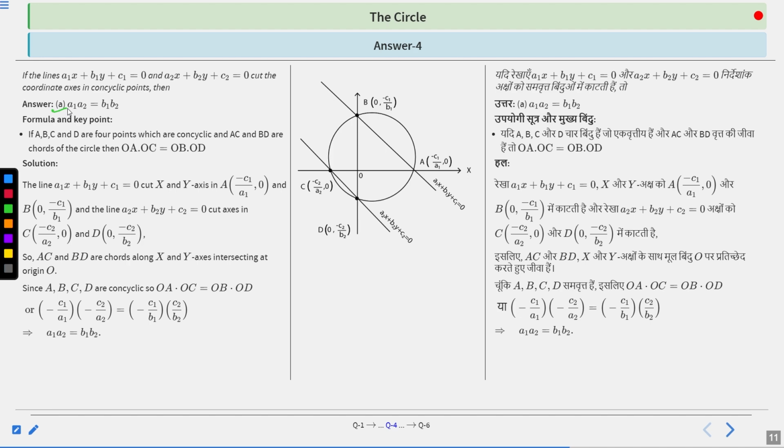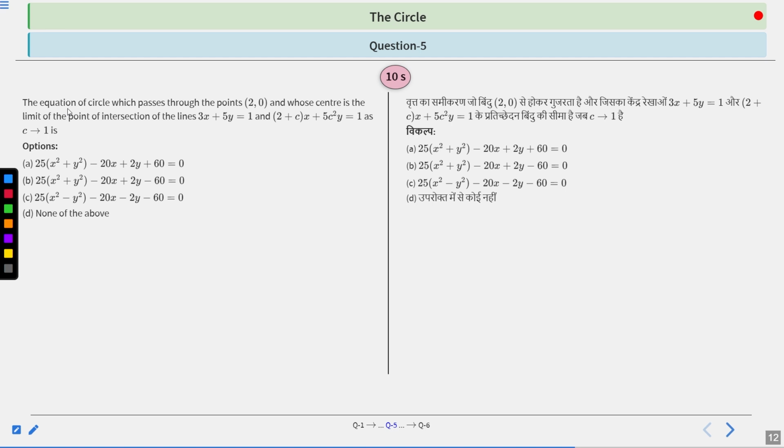Okay, let's move to the next question, question number 5, which says: the equation of the circle which passes through the point (2, 0) and whose center is the limit of the point of intersection of the lines 3x plus 5y equal to 1 and (2 plus c)x plus 5c square y equal to 1 as c tends to 1 is. So we have to find the equation of the circle which is passing through (2, 0) and whose center is the point of intersection of these two lines. First, we will find the point of intersection of these two lines.